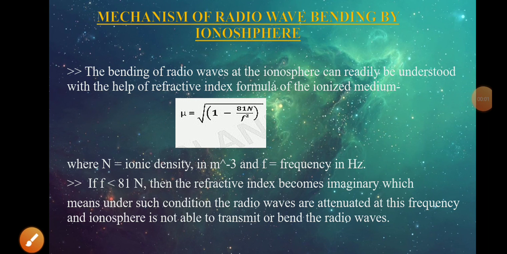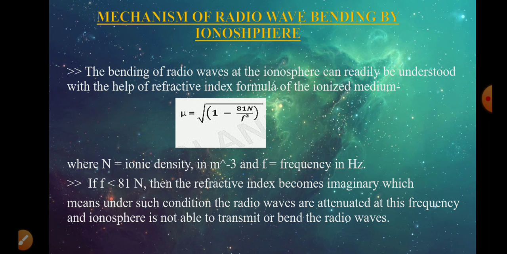Now we will study the mechanism of radio wave bending by the ionosphere. That means how the mechanism of radio wave is taking place in the ionospheric region, and how these radio waves are propagating in the ionospheric region, that we will understand here. So the whole phenomenon is occurring in two parts.